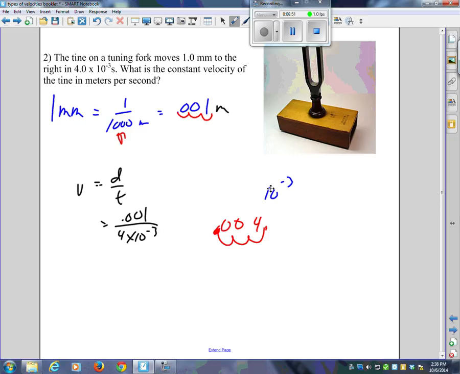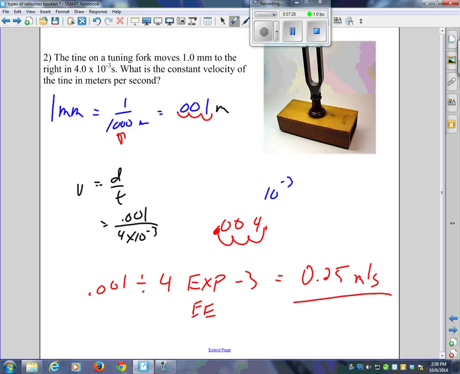0.001 divide by 4 times 10 to the minus 3. Now you do not go times 10. There's a button on your calculator that either has EXP or EE on it. And then you're going to go 4 EXP minus 3. And your answer is? Oh, it already has times 10 down there. 0.25 meters per second. I'm going to take 2 minutes now and I'm going to wander around.